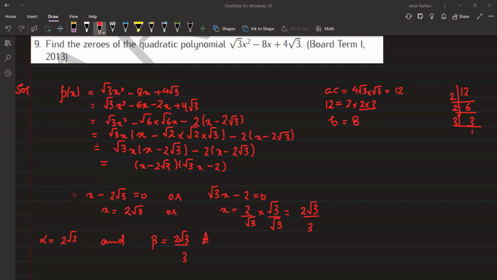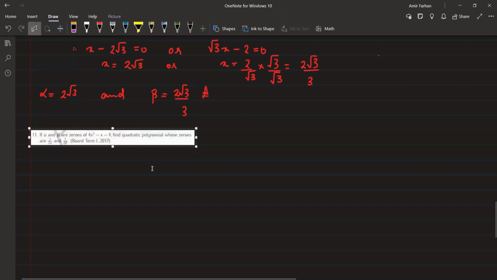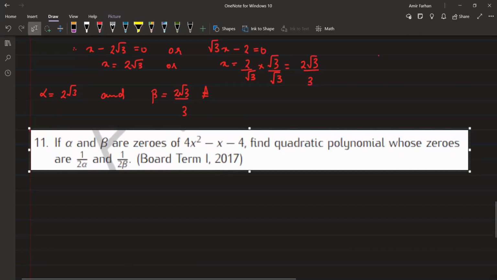Adil and Madiha, did you get the same answer or a different answer? Same answer. Very good. Adil, did you get your answer? Yes, sir. Okay, let's go. Do this question for 2 minutes again and then we'll solve it. Solve this, try this.